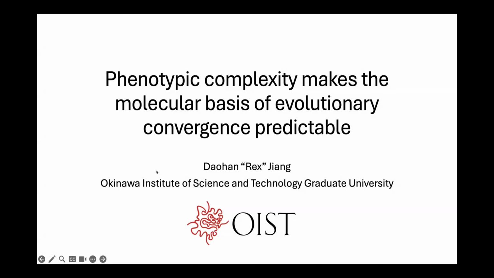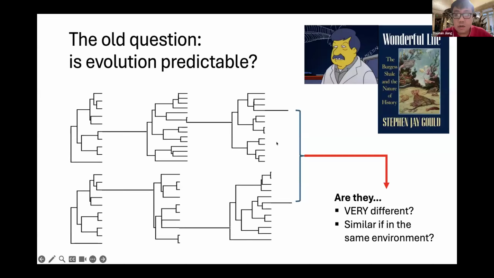Hi everyone, I'm Daohan Jiang, currently a postdoc based at OIST. I also go by the English name Rex, which hopefully is easy to read. Today, I'm sharing my recent work on the principles of convergent evolution. I'm starting from this very old question. Is the outcome of evolution generally predictable?